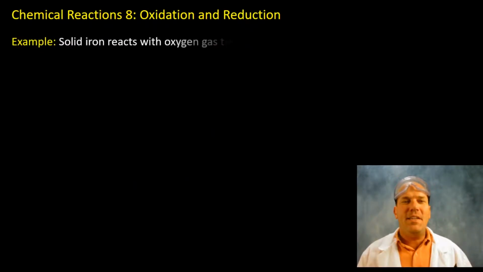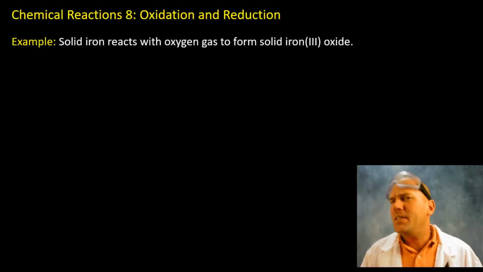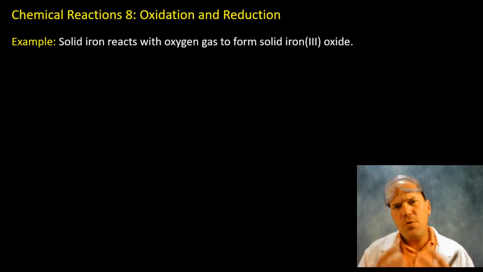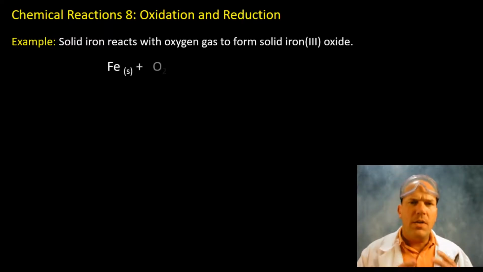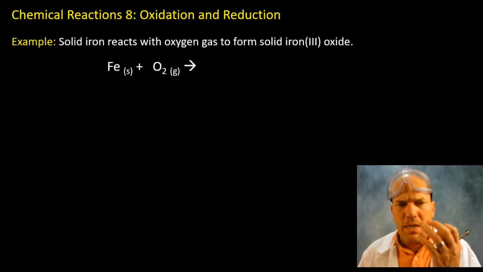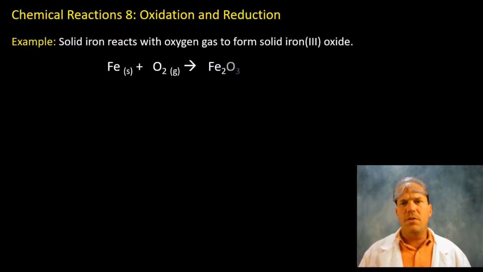So let's look at this example here. Solid iron reacts with oxygen gas to form solid iron(III) oxide. Okay, so we have our solid iron and we're going to combine it with oxygen gas to yield this compound, which happens to be rust. This is iron(III) oxide.